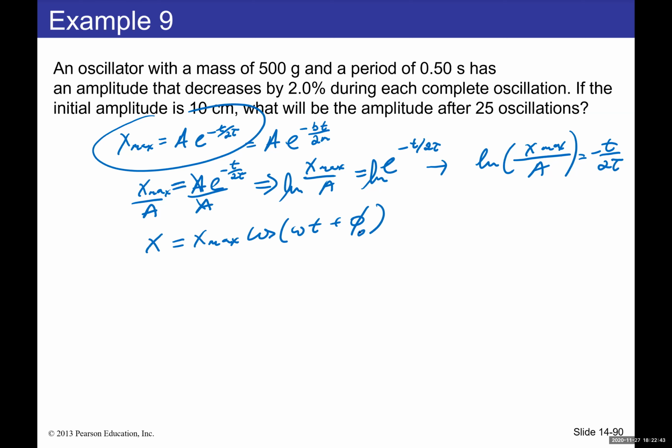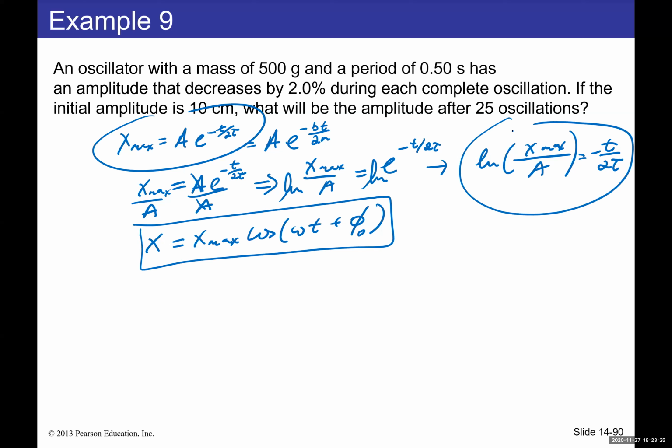or phi naught. And what we're told here is, we're given the mass, and we're given the time, which is 0.5 seconds. Remembering that this is the general equation, now I can come back and look at some of the information that I'm given. The mass is 500 grams and the period is 0.5 seconds. And then it says that for every 0.5 seconds, the amplitude decreases by 2%.